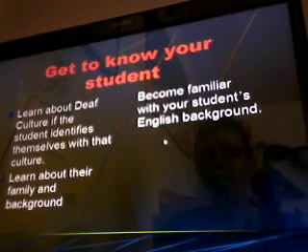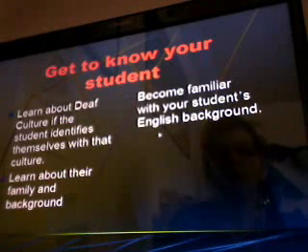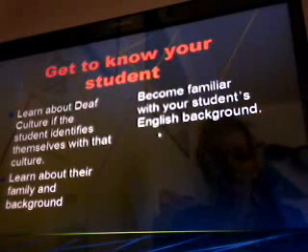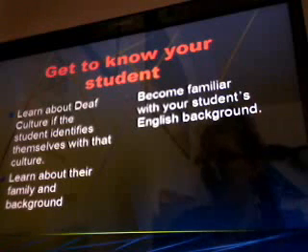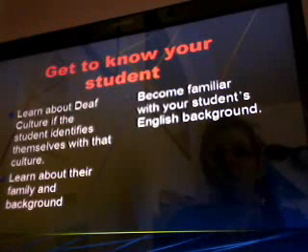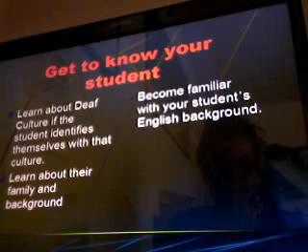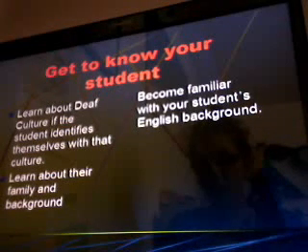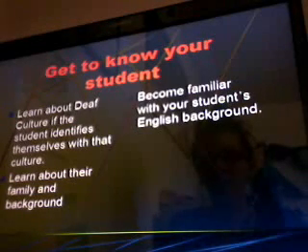Alright. First thing you want to know is you need to get to know your student. You should learn about deaf culture if the student identifies themselves with that, or just learn about their family and their background so you can understand where they're coming from. Also become familiar with your student's English background. American Sign Language has a different sentence structure than English, so if you feel that they are using the wrong grammar, they're just using the grammar that's familiar to them.